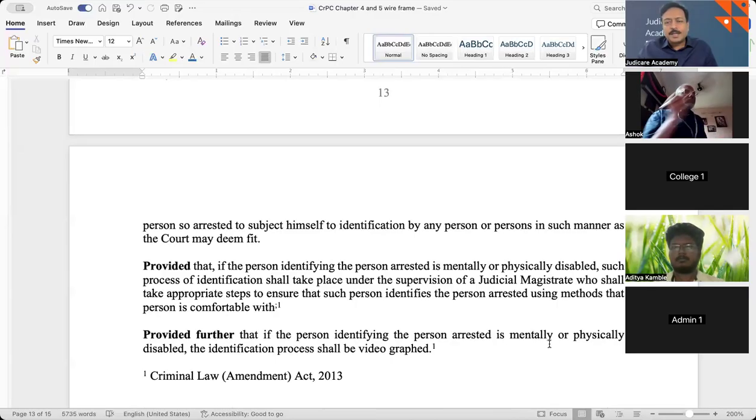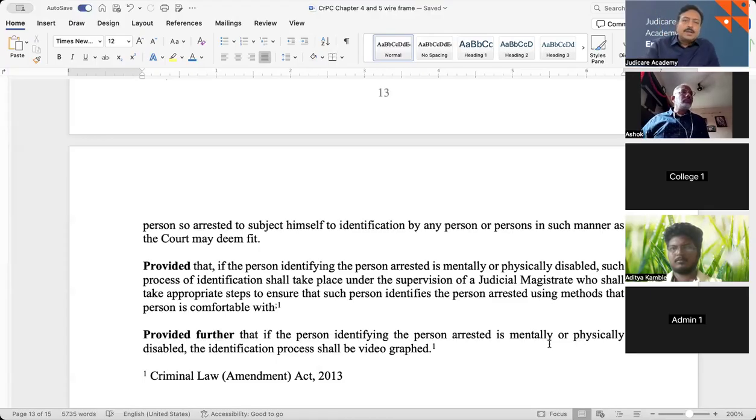the person arrested is mentally or physically disabled, such process of identification shall take place under the supervision of a judicial magistrate, who shall take appropriate steps to ensure that such person identifies the person arrested using methods that person is comfortable with, and provided further that if the person identifying the person arrested is mentally or physically disabled, the identification process shall be video photographed.